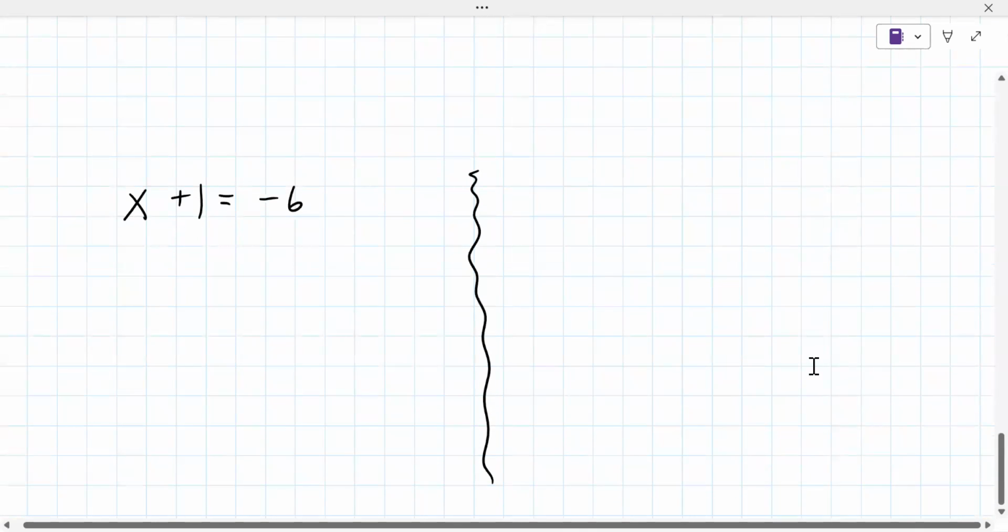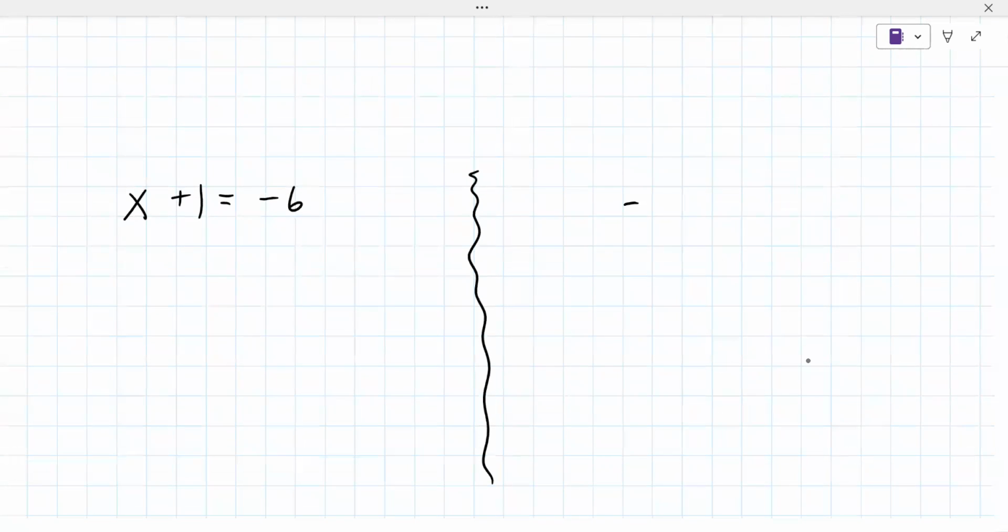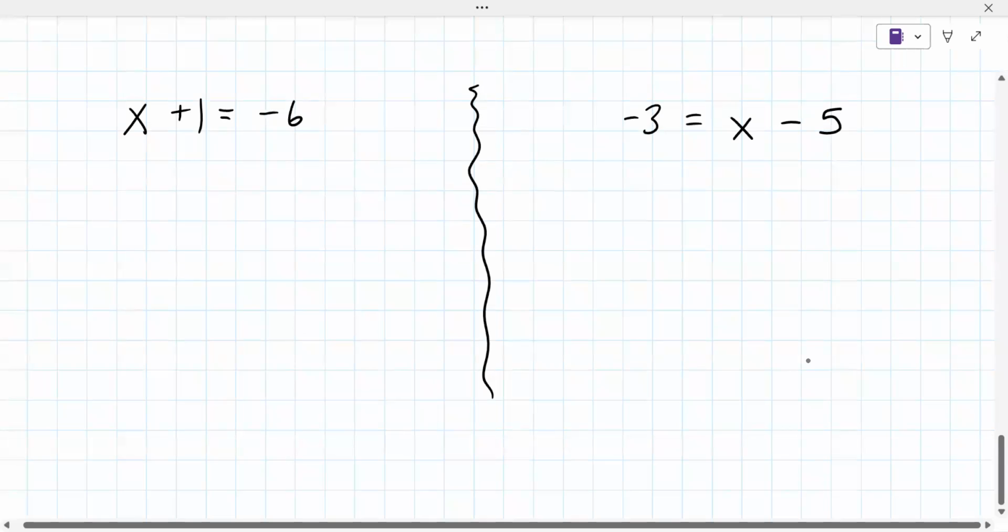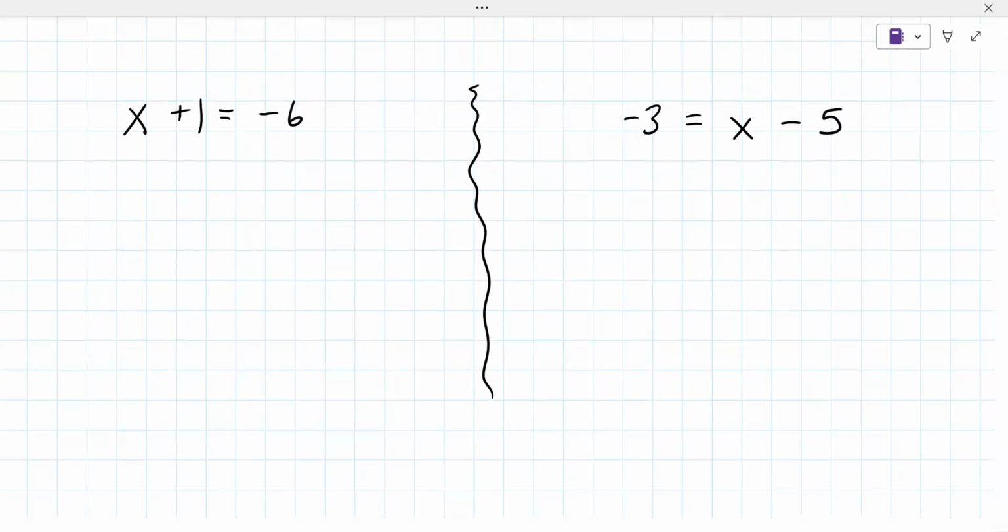All right, so here are 2 new problems for you to try. Go ahead and work those out, please. I'm going to give you 2 minutes to do these problems. It shouldn't take you more than 2 minutes.